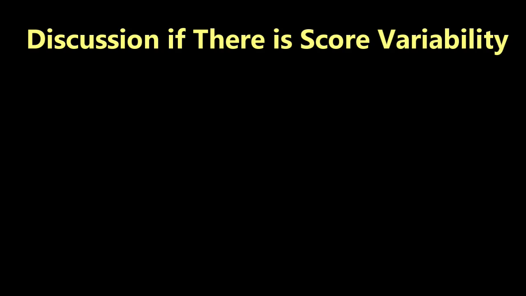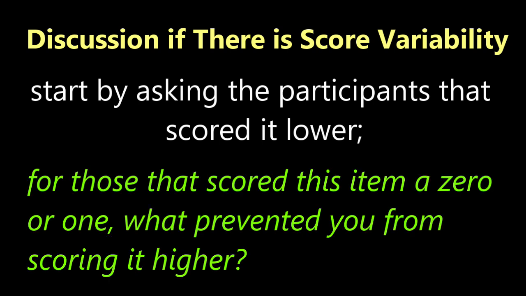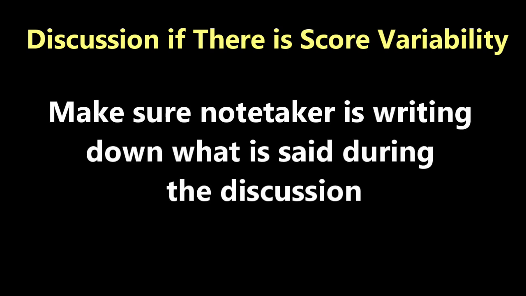Leading discussions if there is score variability. Start by asking the participants that scored it lower, "For those that scored this item 0 or 1, what prevented you from scoring it higher?" This will allow you to motivate the team to begin discussions. Make sure the note taker is writing down what is said during the discussion. This will be important for review later.